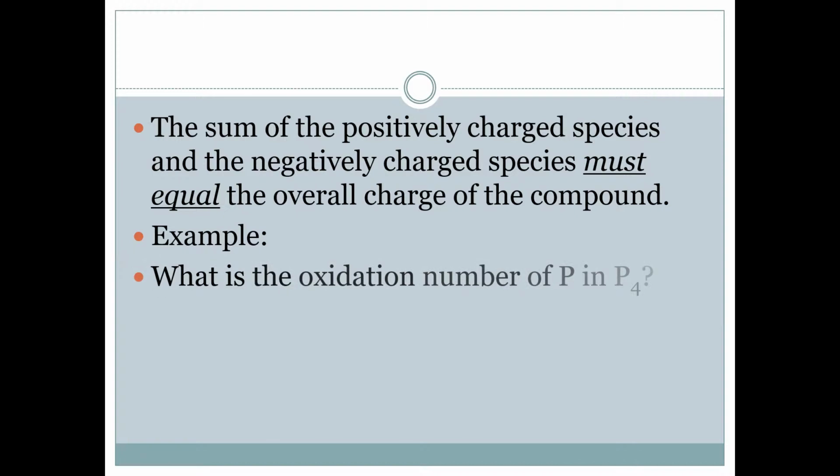So here's a phosphorus compound. What's the oxidation number of phosphorus in P4? Now P4 has 0 charge, and we can tell because the compound doesn't have a charge here. There's no charge there, so we say it has a 0 charge. So all the phosphorus oxidation numbers have to add up to 0.